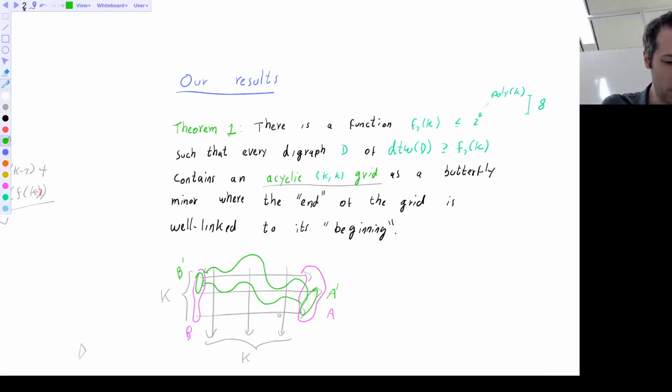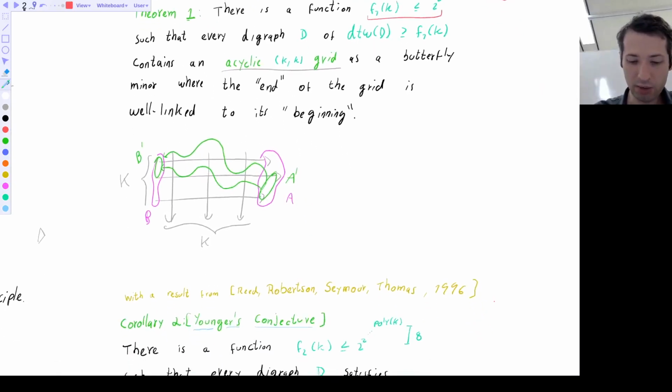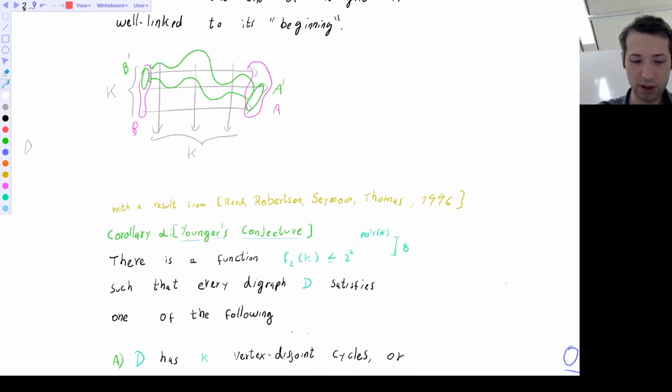Okay, so to obtain such a cyclic grid, we require that the tree width is again a power tower. However, the height of this power tower is just the number 8. So it's a constant and not a function of k. This means this is an elementary function. The previous results that I mentioned, the one about the grid theorem, for example, also obtained this cyclic grid. However, what they get is a non-elementary function for this.